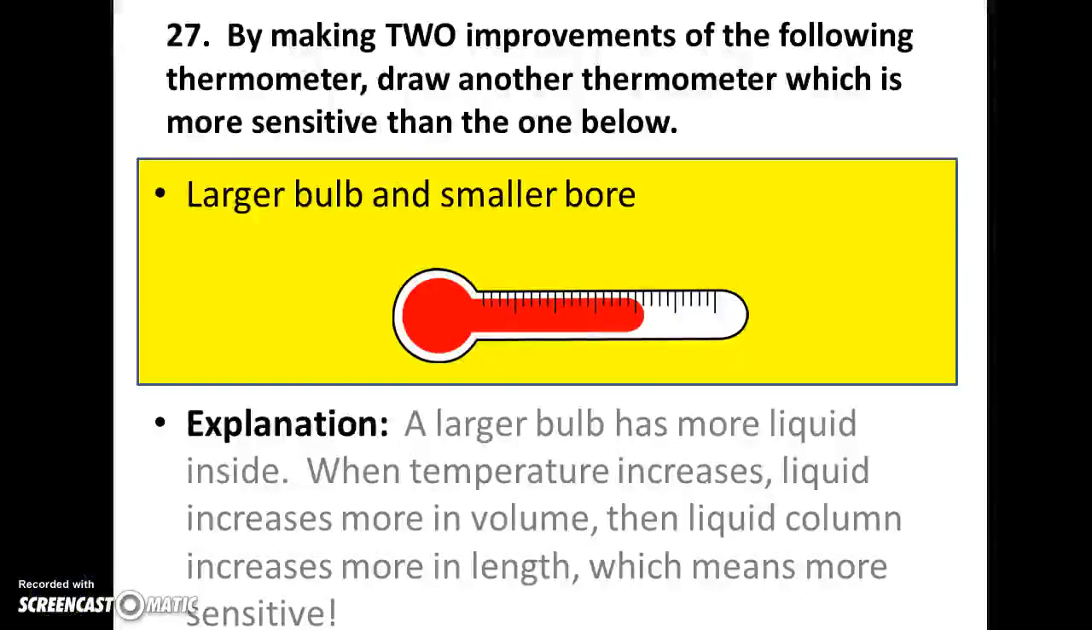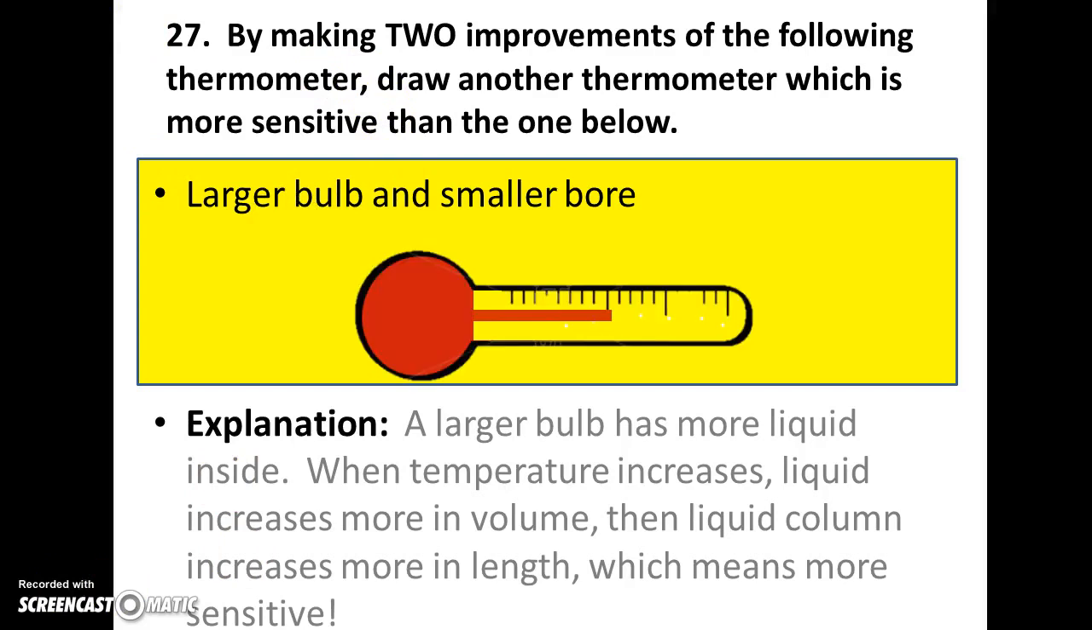Question 27. By making 2 improvements on the following thermometer, make another one which is more sensitive. A more sensitive thermometer should have a larger bulb and smaller bore. So it should look like this. A larger bulb may have more liquid inside, so that when temperature increases, the liquid volume increases more, and so the liquid column also increases more in length, which means more sensitive.